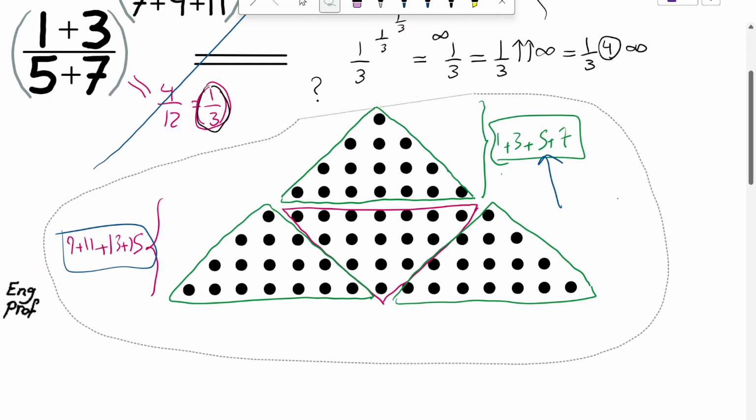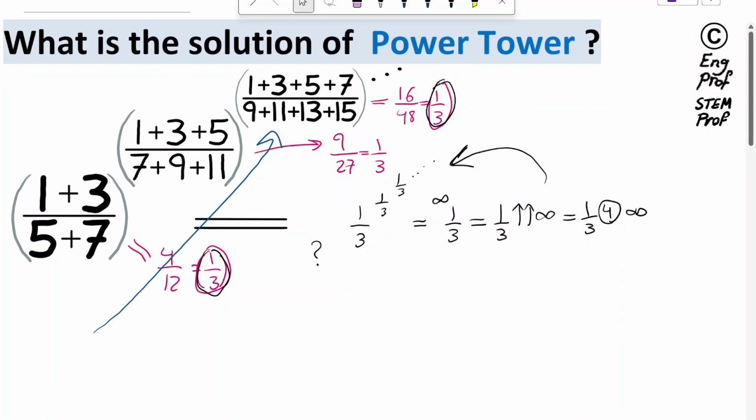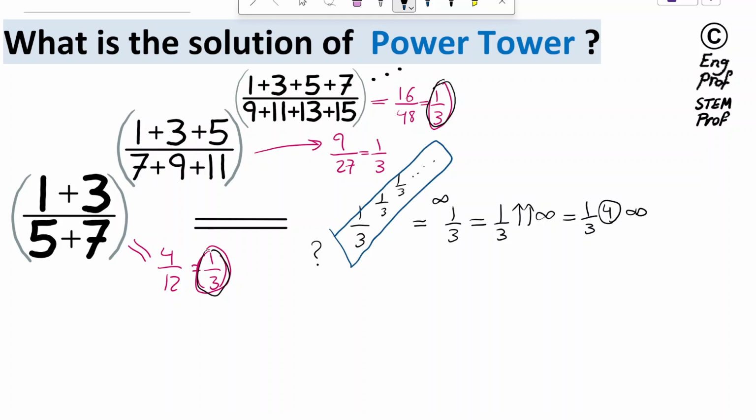So let me move this away, and I'm going to now focus on this tetration. So I'm going to focus on this infinite tetration and prove, or investigate, that this is going to converge, and what is the value of it.